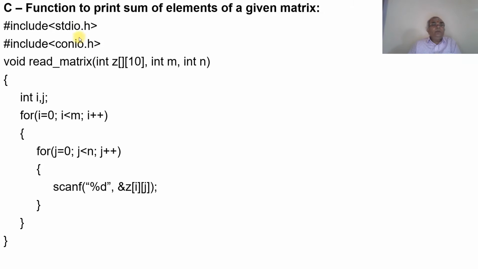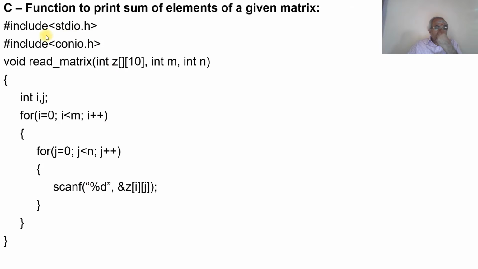Now in this video, we are going to write a function to print the sum of elements of a given matrix. That means if you have elements in rows and elements in columns, you add the elements in rows separately and put it row-wise, and the elements of columns, you add all those elements and put it column-wise.